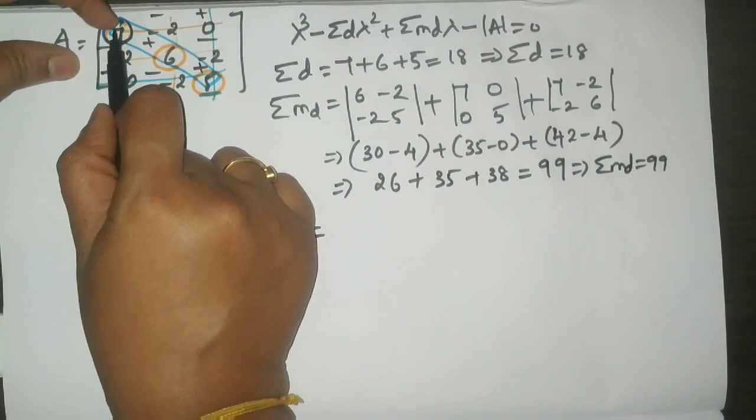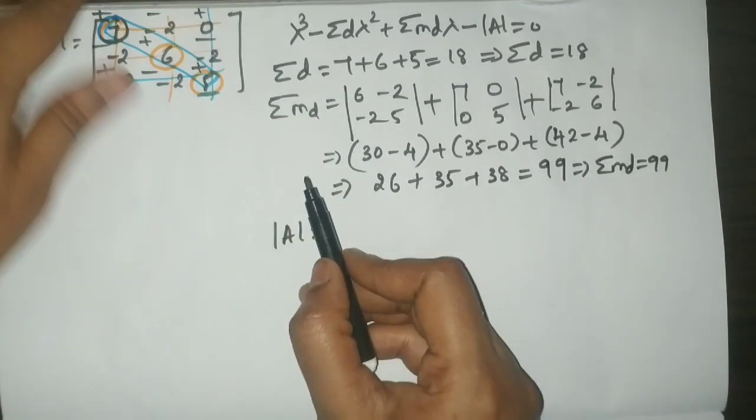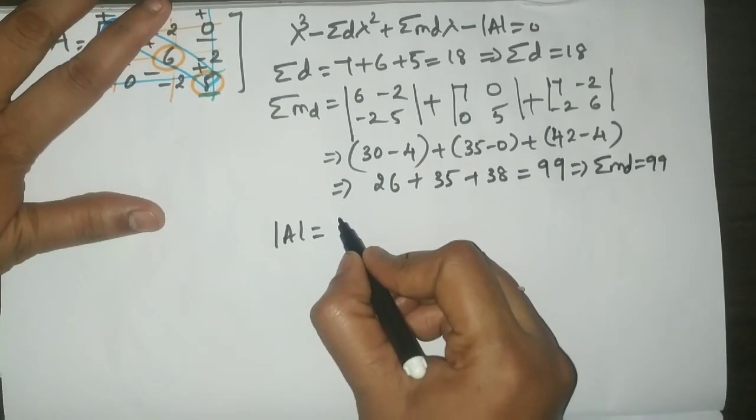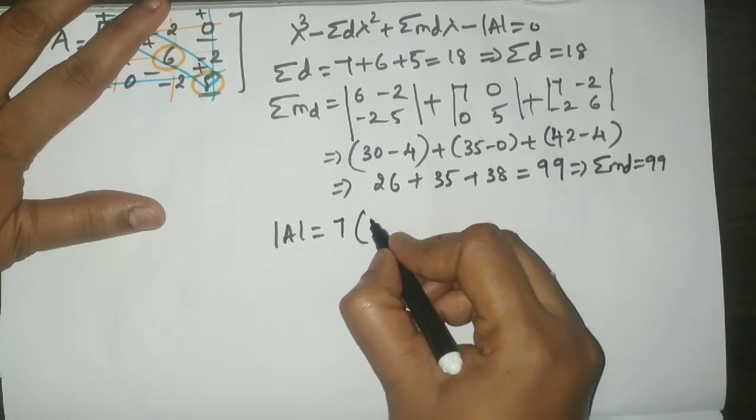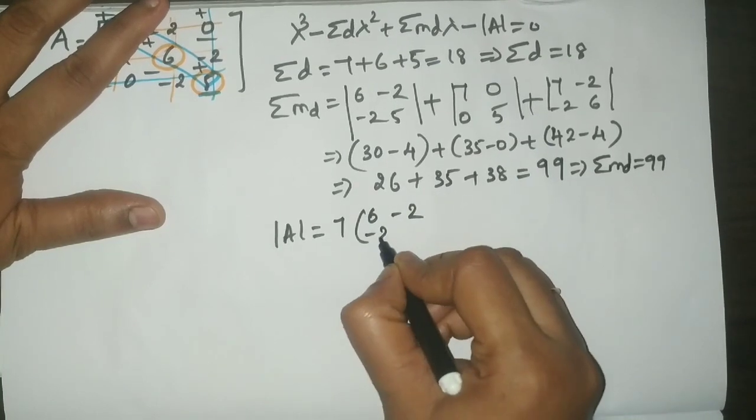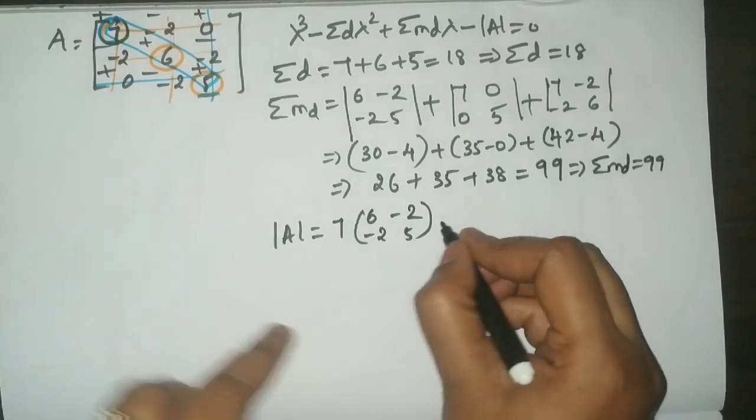For 7, you leave the corresponding row and corresponding column. So what are the minor elements we have? Which is 6, minus 2, and 5.